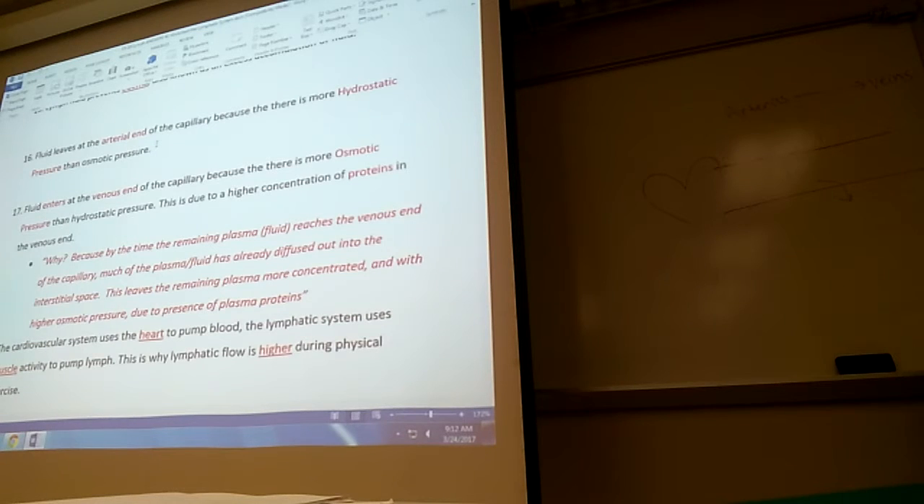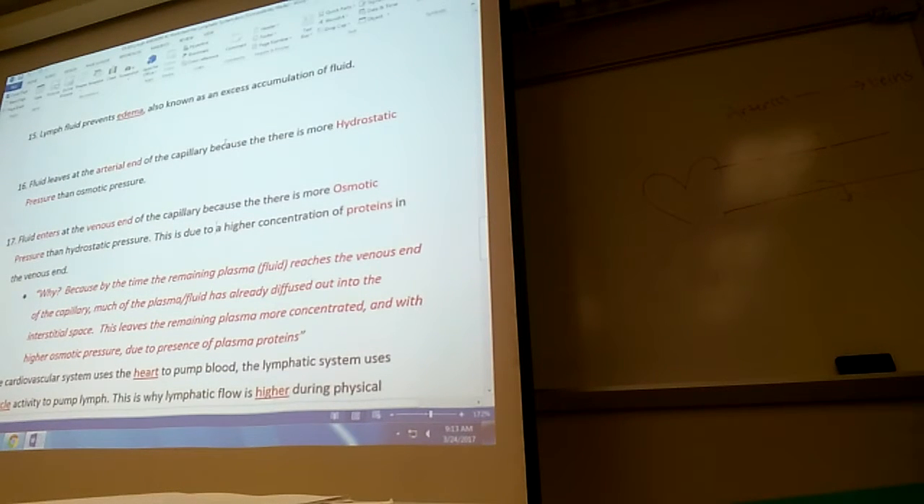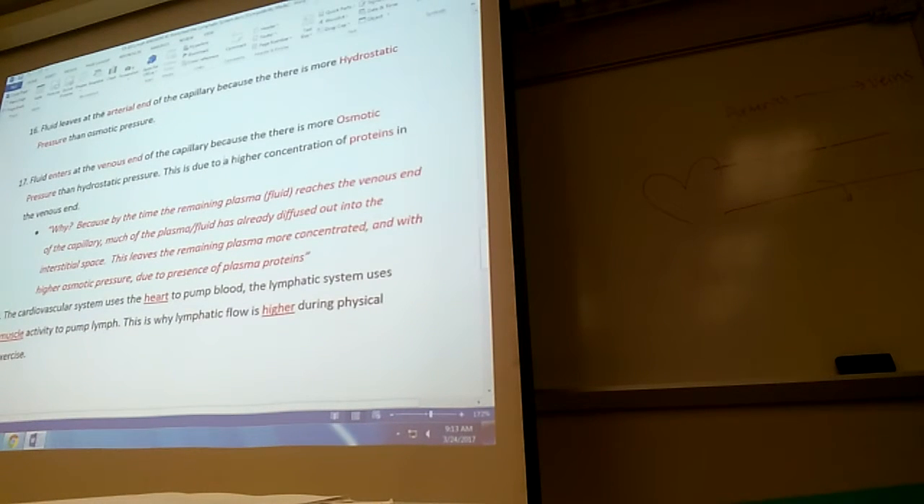So fluid leaves at the arterial end, right? Because the arteries are closer to the heart. Your veins are all in your legs and everything. Your arteries are right there. Your aorta is pushing fluid out. So there's more hydrostatic pressure closer to the heart, and this is what will cause water to leave. This next one, fluid enters at the venous end of the capillary because, does that make sense? That first one we went through with hydrostatic pressure? Okay. So fluid leaves at the arterial end.